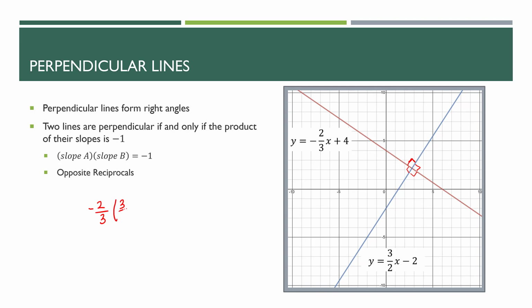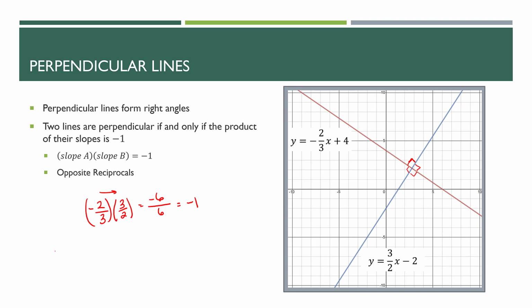So if I were to multiply these together, when we multiply fractions, we go across the top, -2 times 3 is -6, and then we go across the bottom, 3 times 2 is 6, and then we reduce that to -1. So those would give me perpendicular lines, because when I multiply them, they give me -1. But there's a shortcut, a way to find the perpendicular slope without having to go through the math and trial and error.